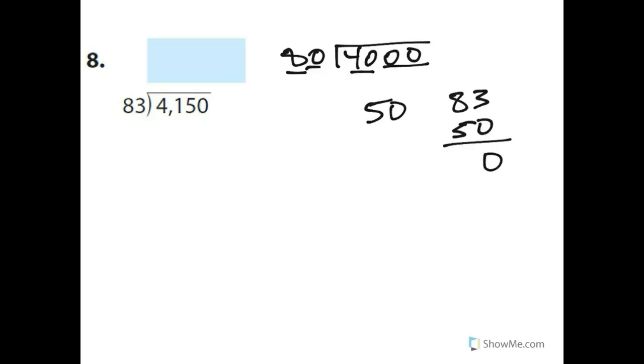Drop my 0 there. 5 times 3 is 15. 5 times 8 is 40. And 40 plus 1 is 41. Look at that. Would you look at that? It's just 50. So 41, 50, and 0. Gotta like it when they're that easy.